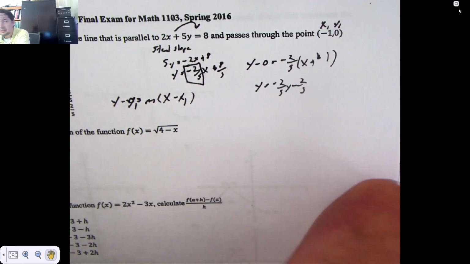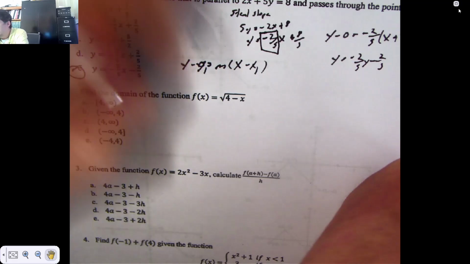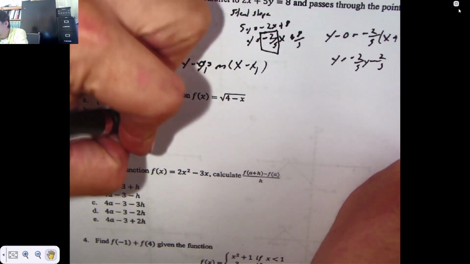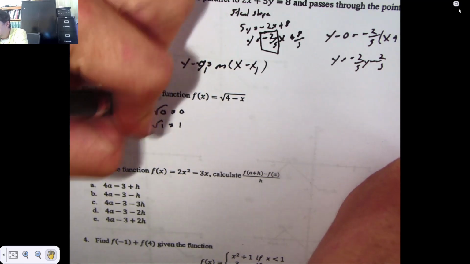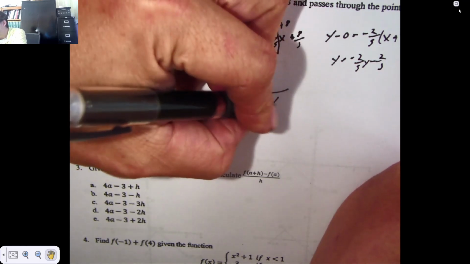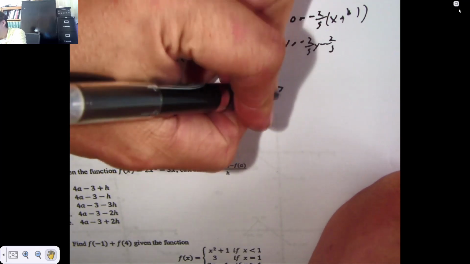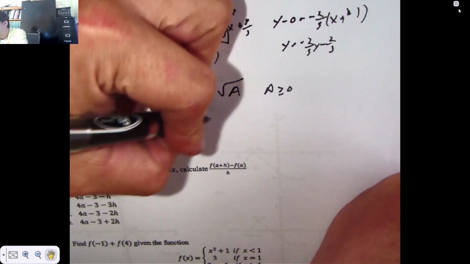Choice E. Find the domain. So this is really, really easy, but the issue is remembering. You know you can take the square root of 0, it's 0. You can take the square root of 1, it's 1. The square root of a negative number, however, is imaginary. So the deal is, for the square root of anything, it must be greater than or equal to 0. So 4 minus x greater than or equal to 0.